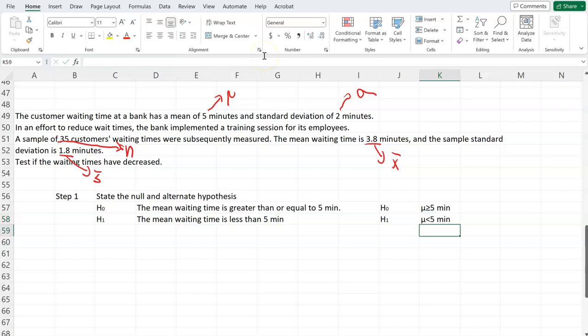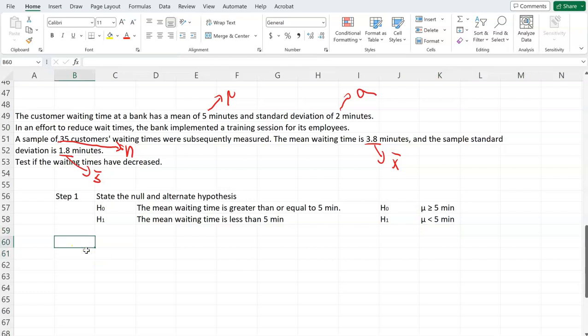So again, just to recap, we always test the population mean. So our null hypothesis is always testing whether the population mean has changed. So it's always going to be mu instead of X bar.